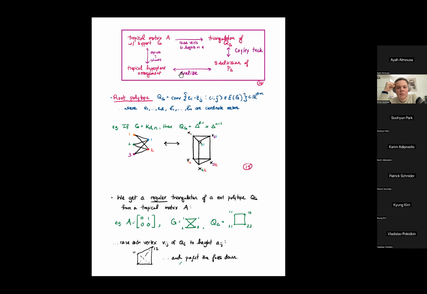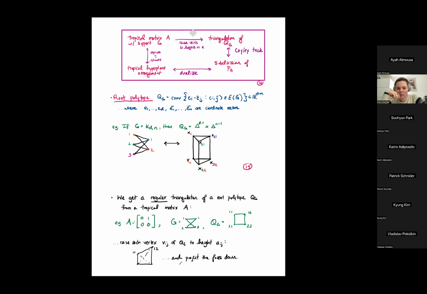So I was just summarizing the story up here. So this is the summary. I have a tropical matrix. I get a triangulation of Q_G by raising the vertices to the heights in my tropical matrix. And then I can use the Cayley trick to get a subdivision of the corresponding generalized permutohedron. And the dual of that is going to correspond to the tropical hyperplane arrangement, which in turn is also given by this tropical matrix A. So this is a summary of where we're heading.